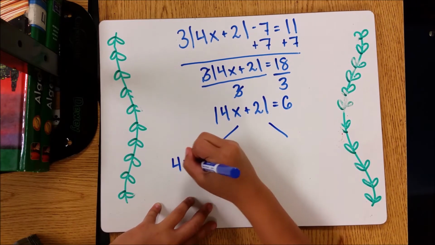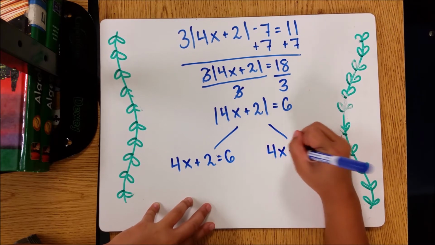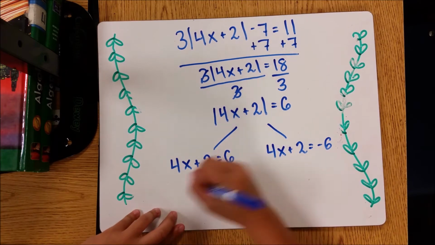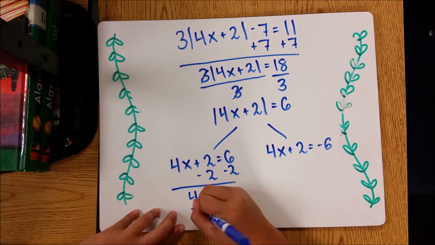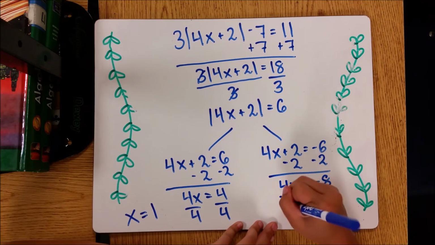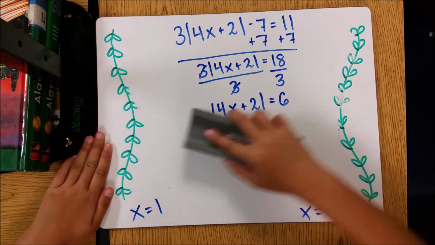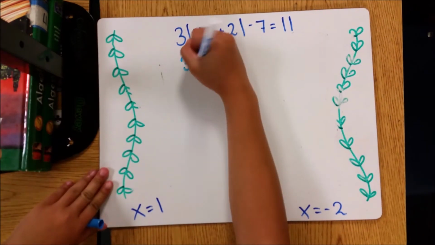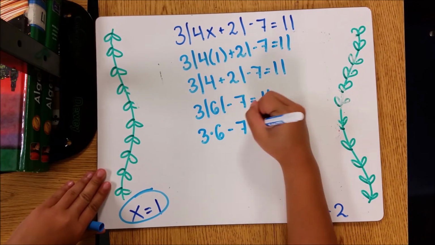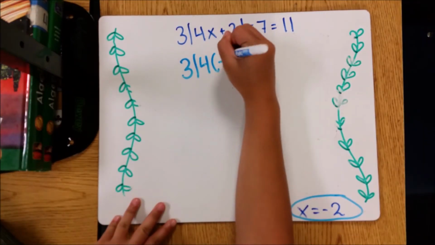Now that we have simplified our equation, we can solve for x. Remember that we will have two different equations for x, one with negative 6 and the other with 6. Now we just solve, resulting in x equals 1 and x equals negative 2. Now for the check step. Just plug in either x or both and solve using PEMDAS. As we can see, both 1 and negative 2 are correct solutions.